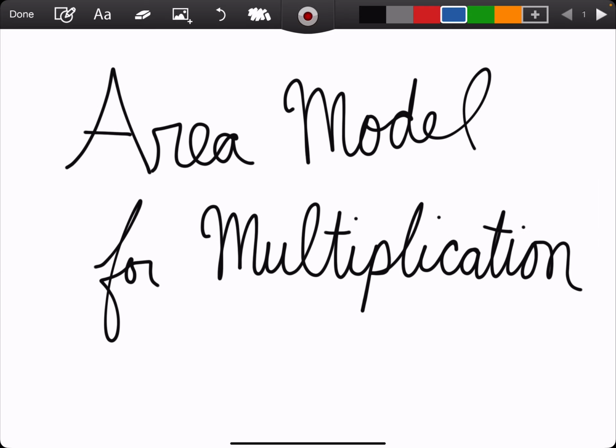So that is a quick little video on the area model for multiplication when you're multiplying a number by a single digit number. We'll work on multi-digit by multi-digit numbers next time.